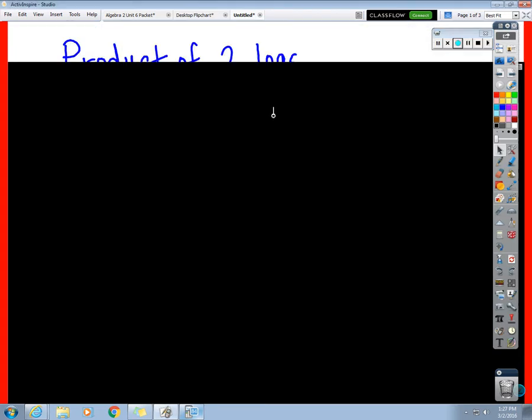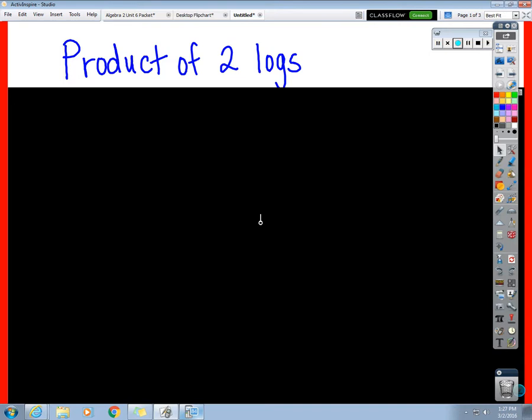All right, here we go. Product of two logs. We're going to learn about what to do when we have a product of two logs. So write this down either on the back page of your packet or a piece of notebook paper.